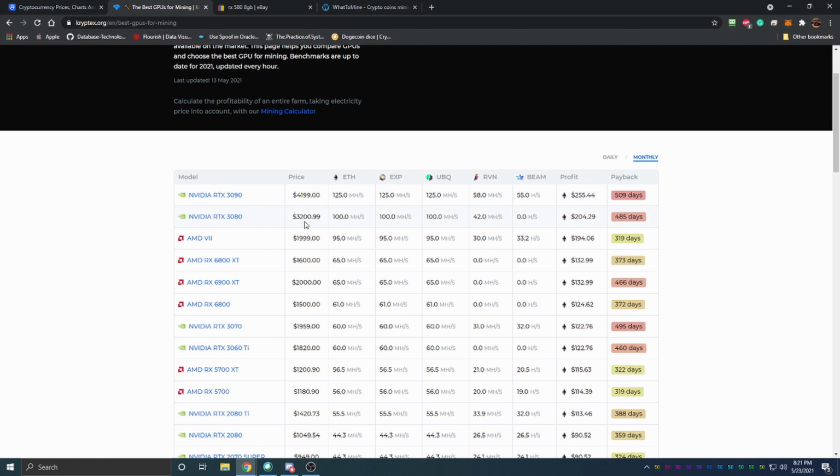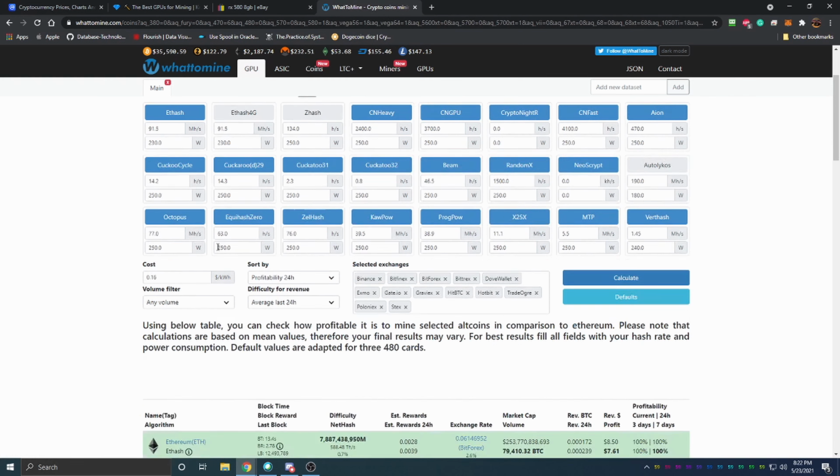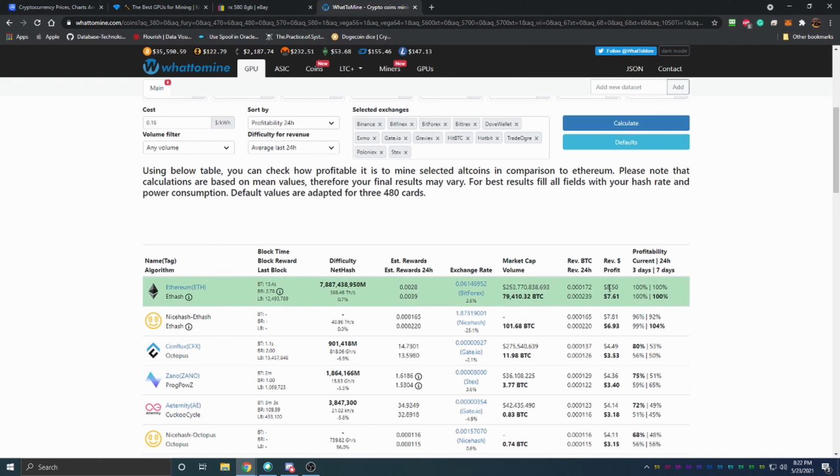So the 3080, right now it says you can expect to pay $3,299 for an RTX 3080. Now, if you were buying that specifically to mine, you would be getting $8.50 a day before power, and if you had 16 cents per kilowatt, you would be paying $7.61 to yourself every day after power.